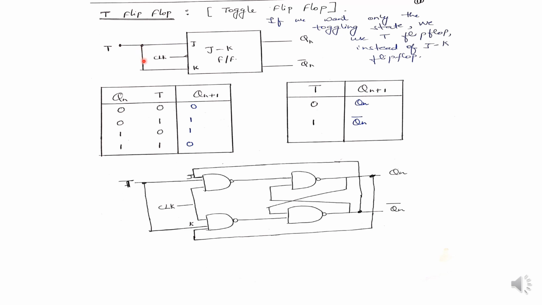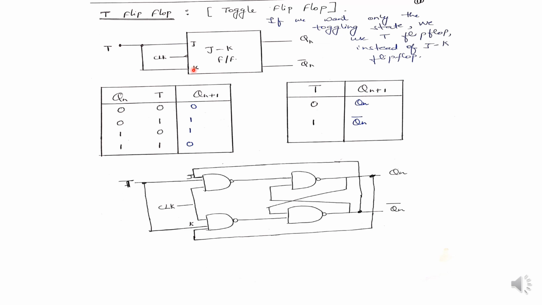It is the JK flip-flop where both inputs are connected to each other. Like you remember in D flip-flop, it was a NOT gate here, and in JK flip-flop there is no NOT gate here. The inputs are directly connected to each other. So I have written here, if we want only the toggling state, we use T flip-flop instead of JK flip-flop.